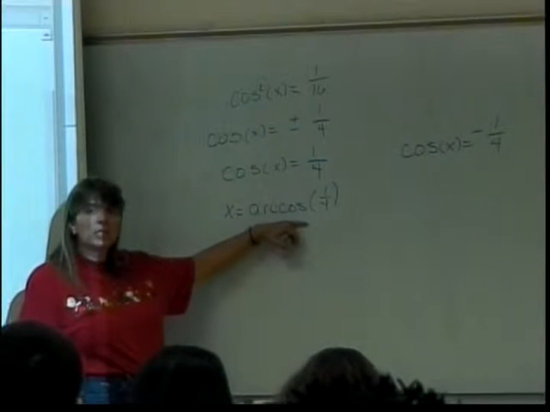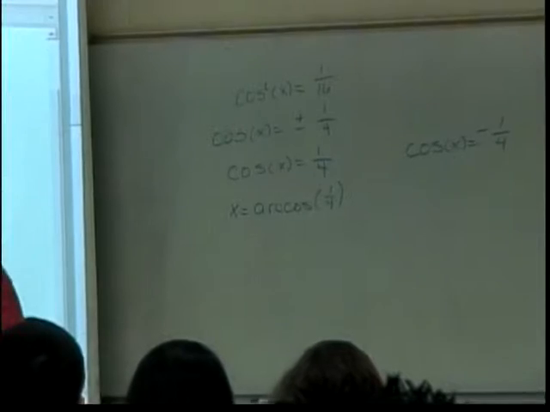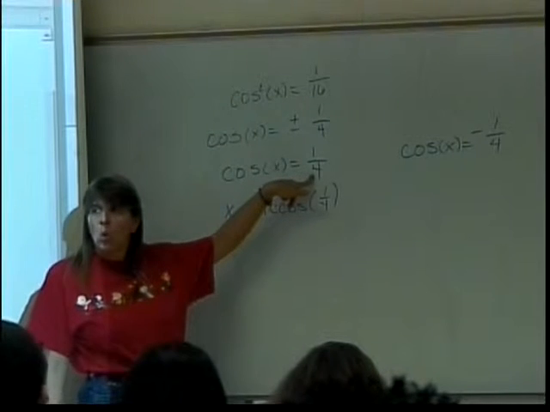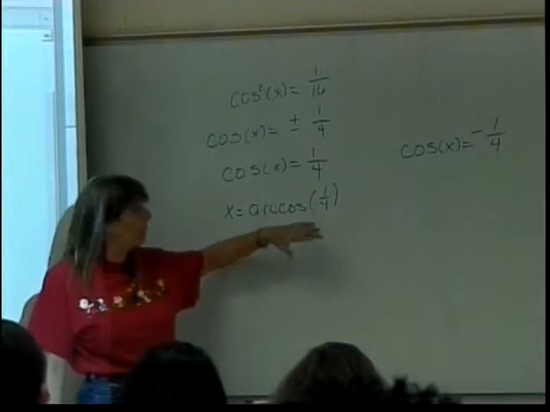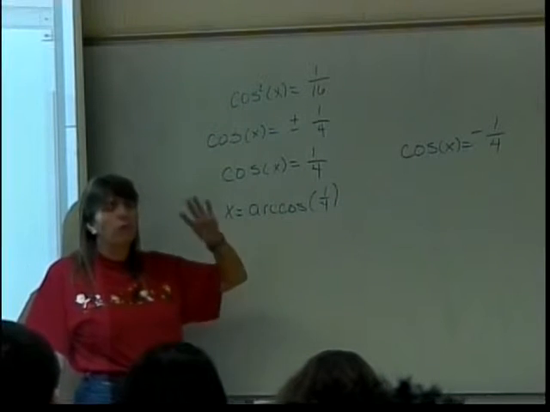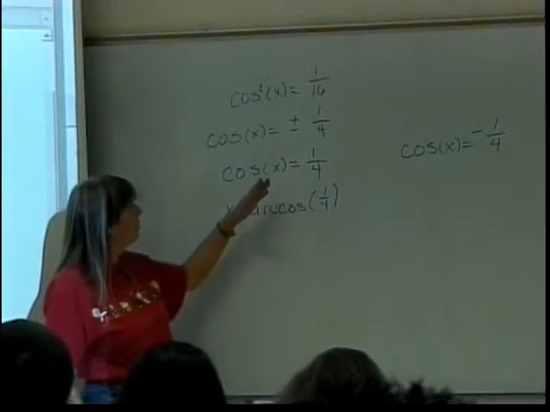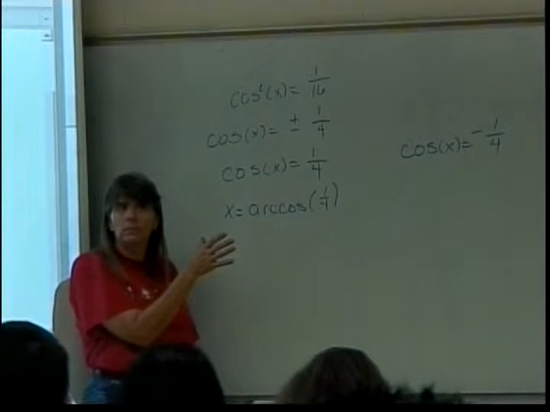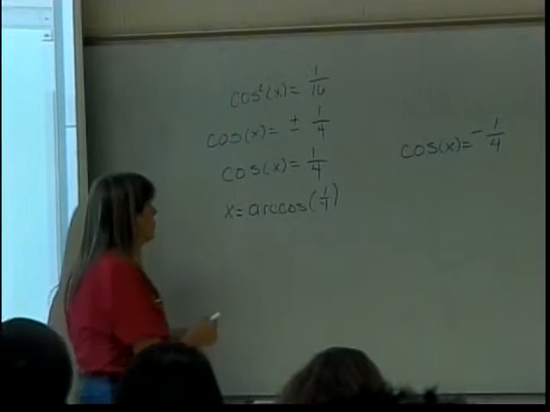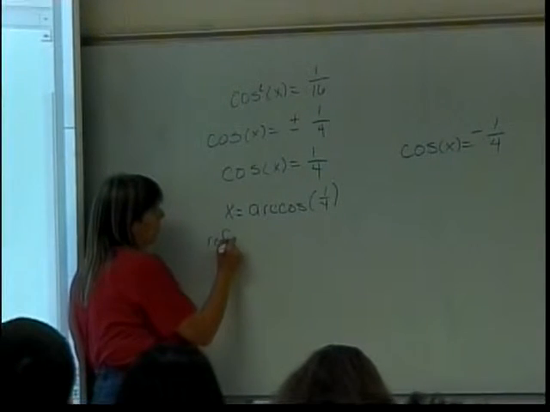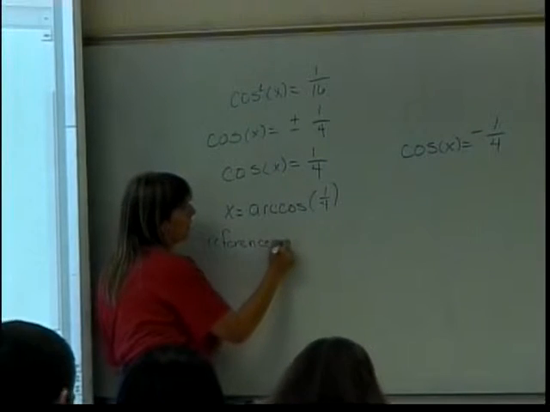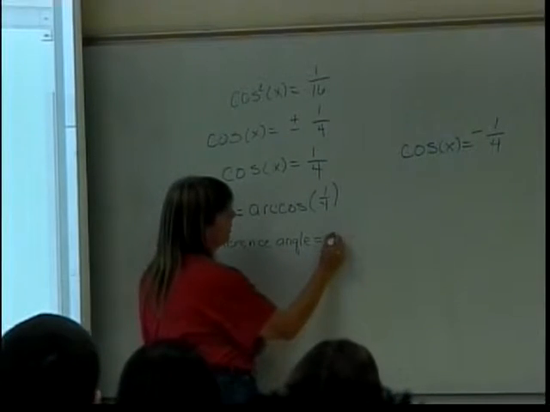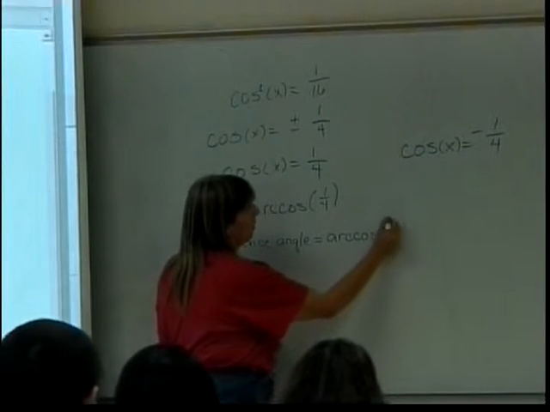Now, there is some place else, one time around the circle, where the cosine of the angle is going to be a positive 1/4. Where else will that happen? It happened in quadrant 1. Quadrant 4. So basically I need to figure out how to get to quadrant 4. What I do is get the reference angle. What is the reference angle here? This is in quadrant 1, so the reference angle is just the angle itself, the arc cosine of 1/4.